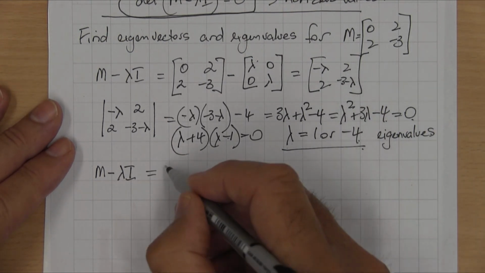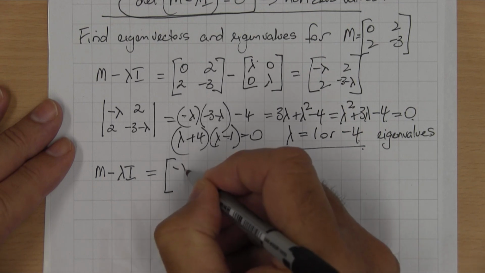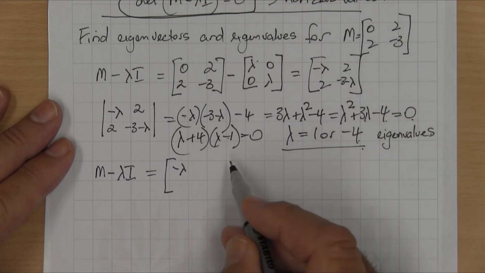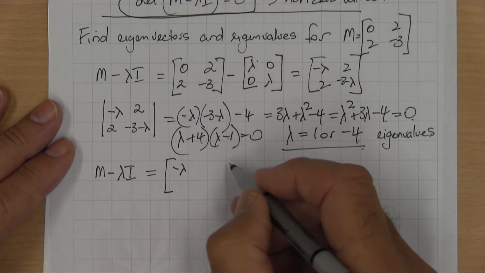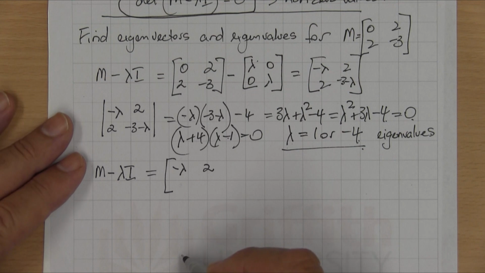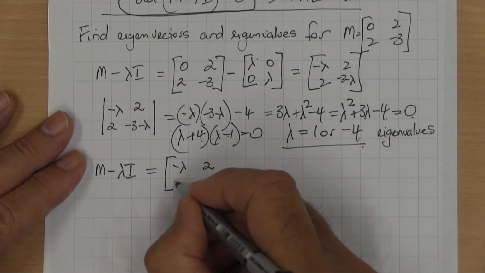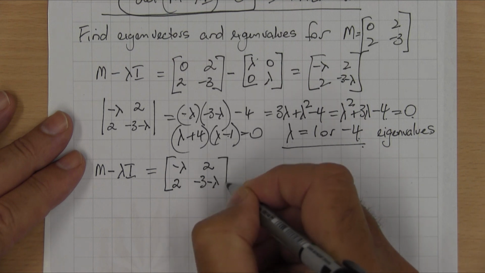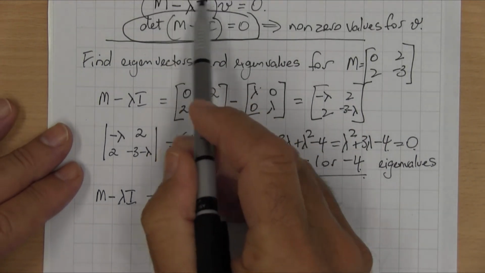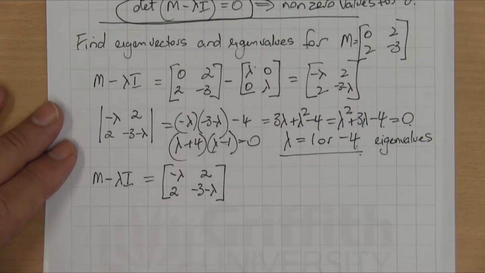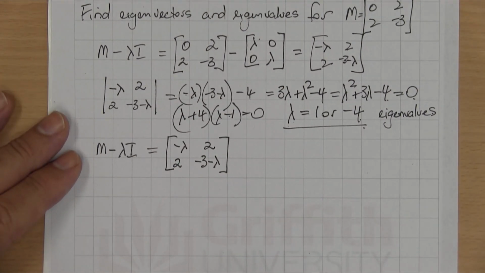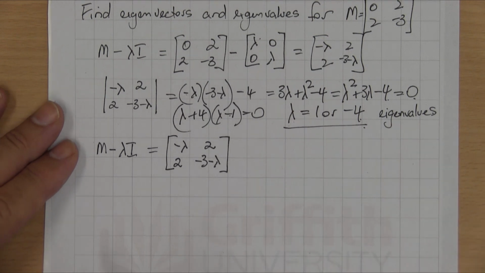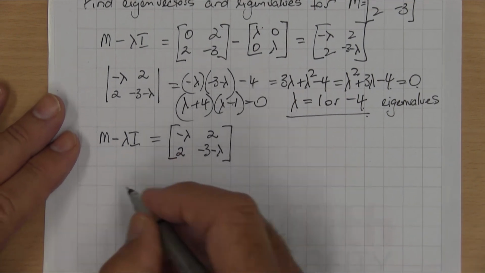So now M minus lambda I is equal to this. That's equal to minus lambda, and that'll be 2. And 2, minus 3 minus lambda. So we know that times v is equal to 0. So now we've got to find the different values of the vector, firstly for lambda equals 1.